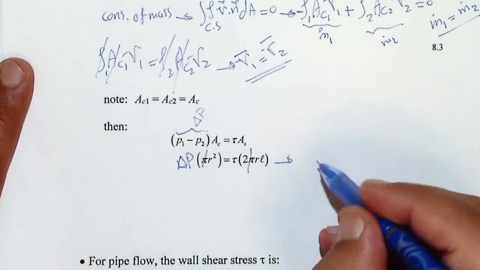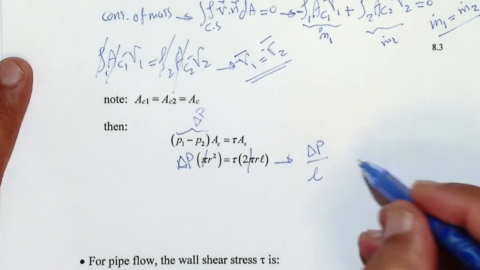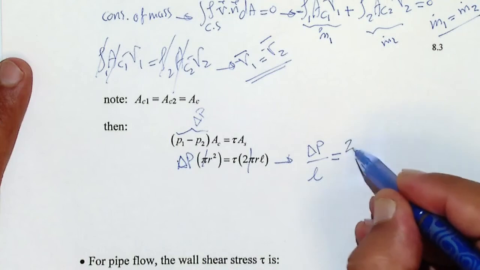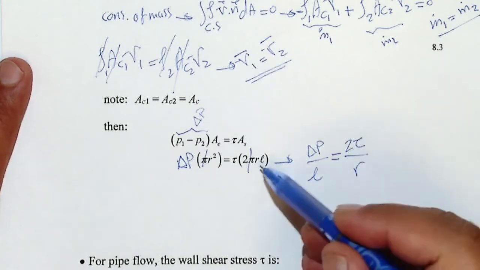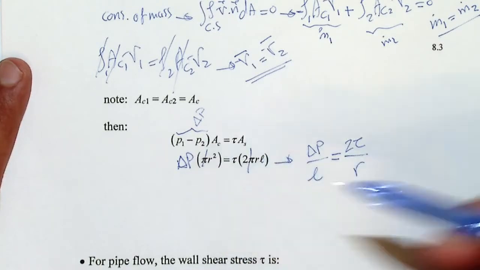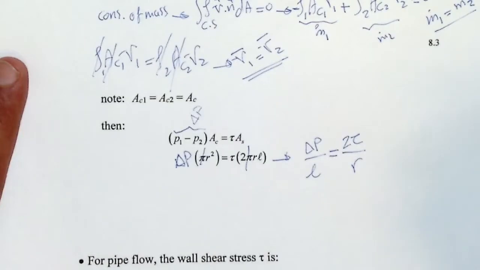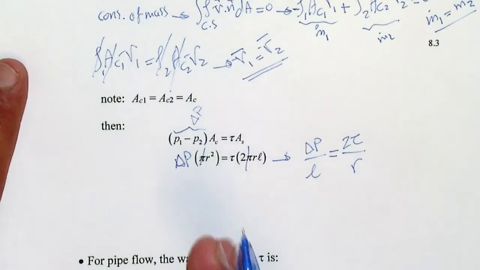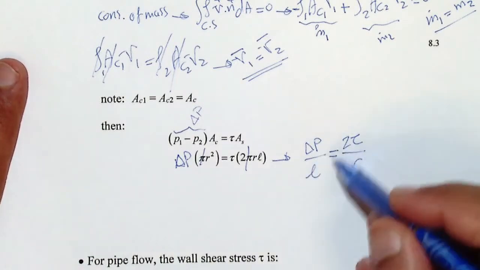We will have delta P over L, where L is the length of the pipe, equal to 2 tau over R, right? We bring L here because we want to find the pressure gradient, which means delta P over L, or dP over dx, or pressure drop per meter of the pipe, or per length of the pipe. So that's why we write the equation like this.